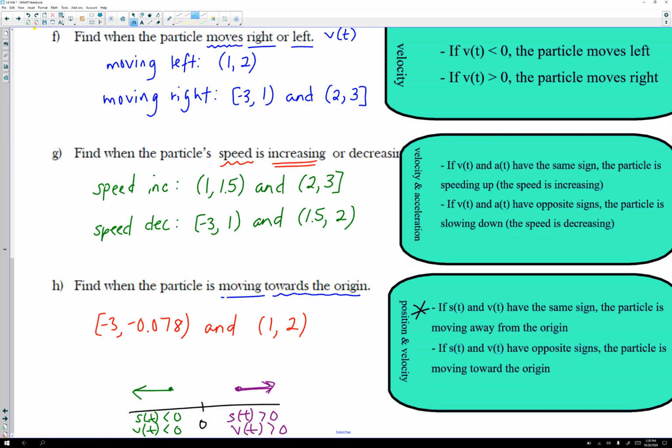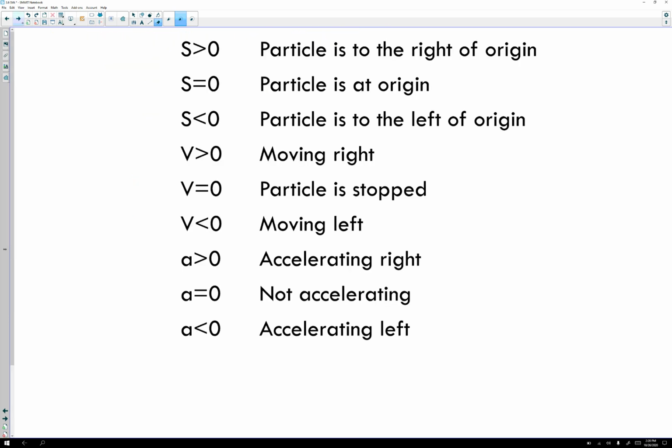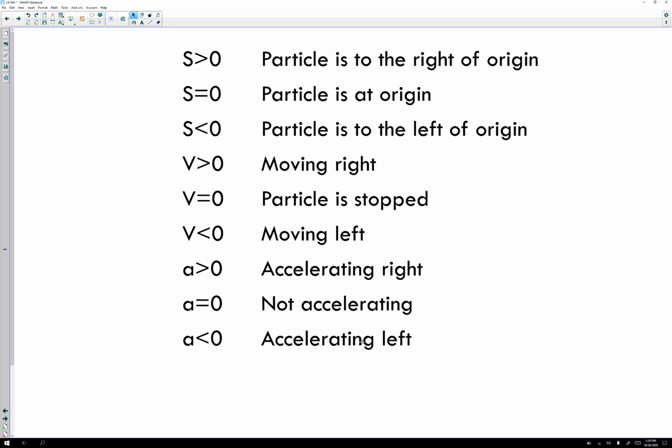Okay, so you could be asked either. You could be asked when's the particle moving away from the origin or when it's moving towards. All right, so that pretty much sums everything up. Here's kind of a big recap of all of the stuff that you could be asked. This is not all of it yet, but you know, the position, okay? The position is positive, or it's equal to 0, or it's less than 0. And so that's where the particle is, to the right of the origin, at the origin, or to the left of the origin. Then we've got our velocity, that's the movement of the particle.